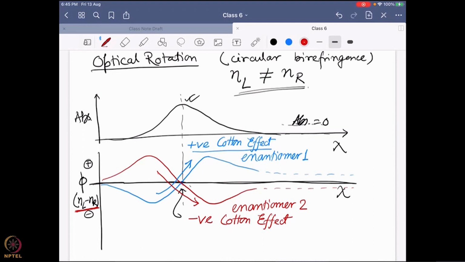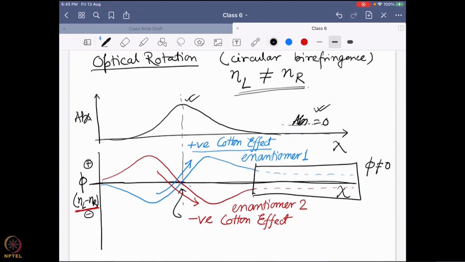Now, this particular part over here, I am not showing in a dotted line. What does it mean? It may happen that when your absorbance value is 0, you can have a non-zero optical rotation value. Not always, but it is possible.